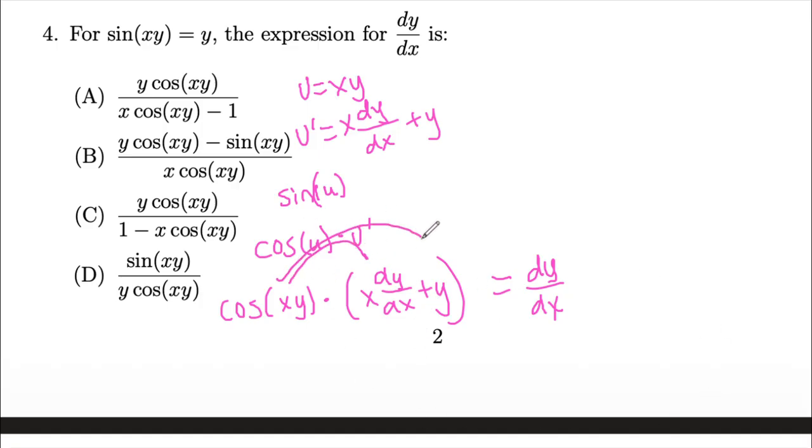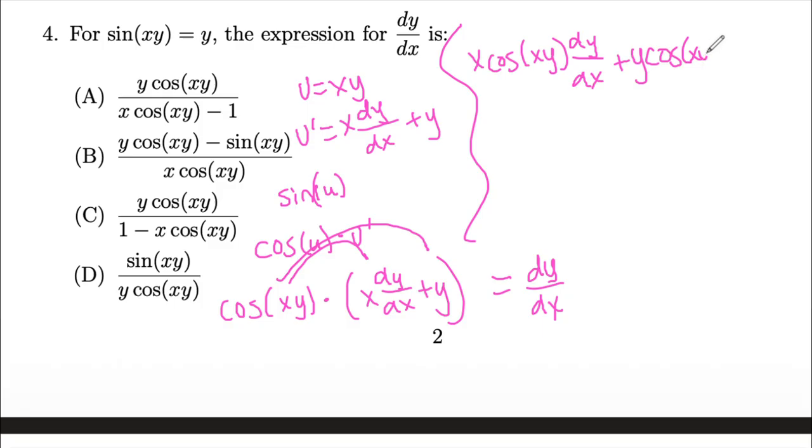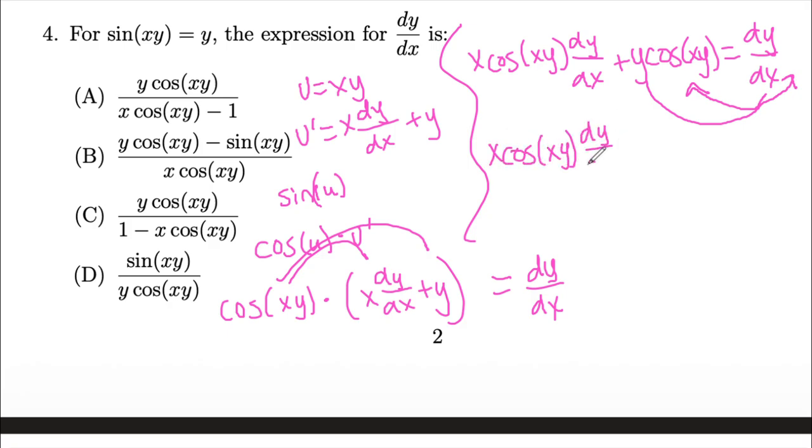So we're going to distribute this in to start. That would give us x cosine of xy dy/dx plus y cosine of xy equals dy/dx. Okay, now I'm going to subtract this term over here to the left, and I'm going to subtract this term over here to the right. So then I would get x cosine of xy dy/dx minus dy/dx equals negative y cosine of xy.